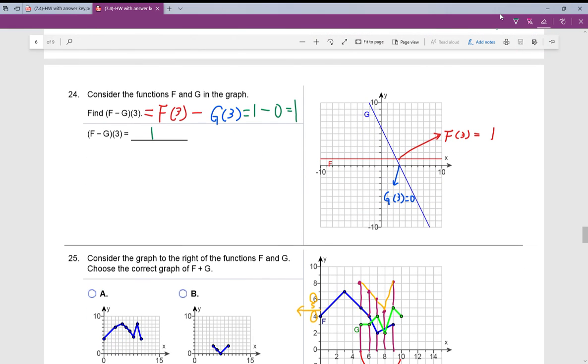24. When you have two functions, how do you subtract these two functions? Basically, the input is 3. So you input 3, 1, 2, 3. Here you find this value is 0. And the y value here is 1. So 1 minus 0. Basically, it's just a real number subtracted from a real number.